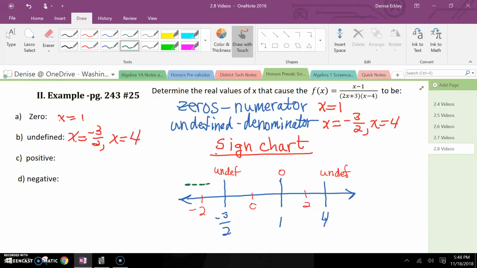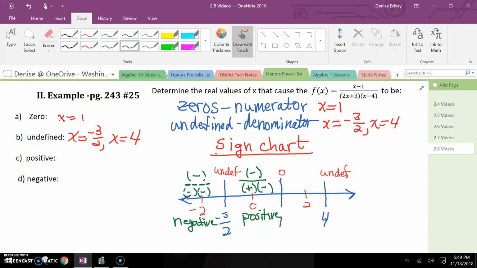So if I substitute negative 2 in the numerator, I get a negative number. If I substitute it in the denominator, I'm going to have a negative times a negative. So I have a negative over a positive. So the first section of the graph that I'm looking at will be negative. Do the same thing with 0. I get a negative number over a positive for the first parenthesis and a negative for the second parenthesis. So I have a negative over a negative. So that section of the graph will be positive.